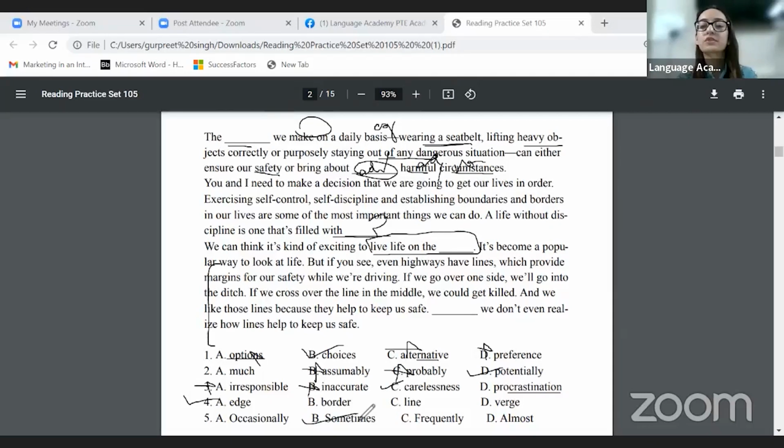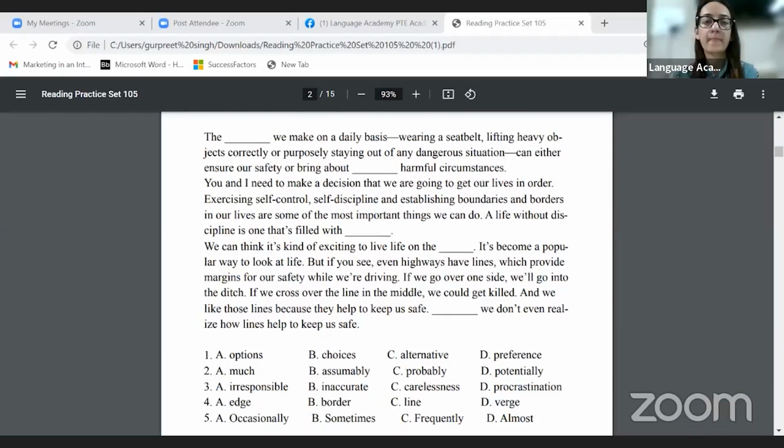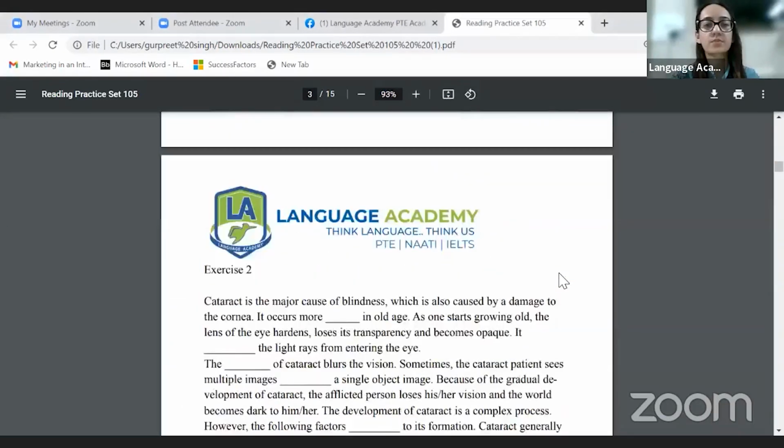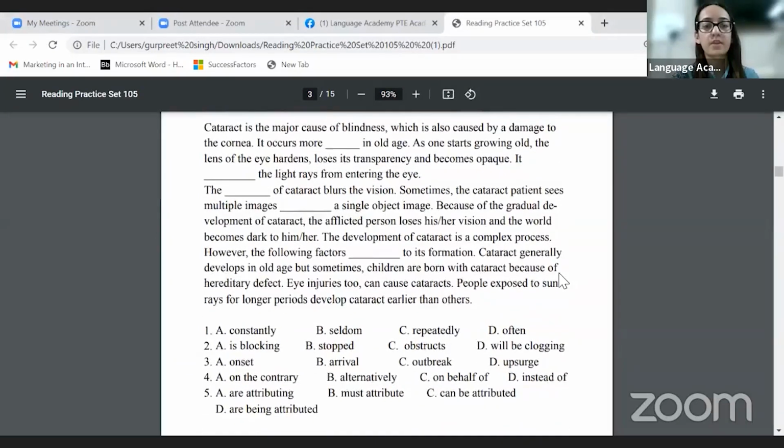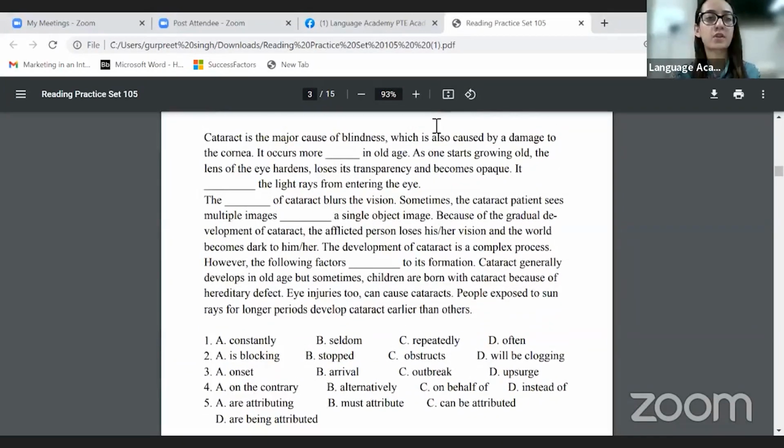Any other confusions, anyone? All right. So here is your question number 2. Make sure you're timing yourself and posting your answers.